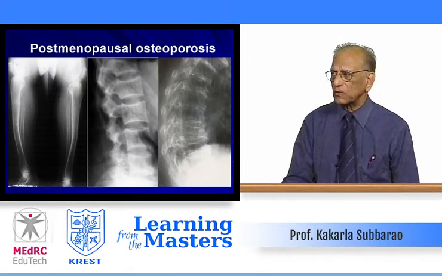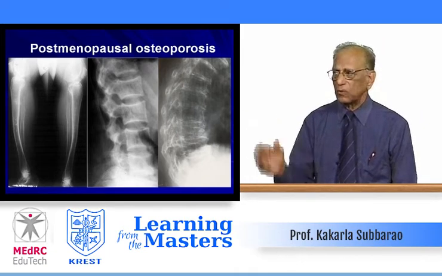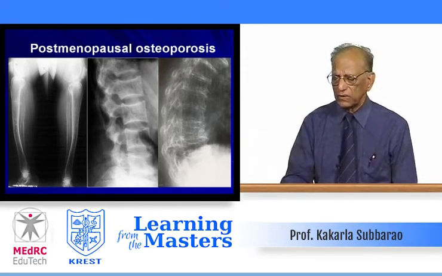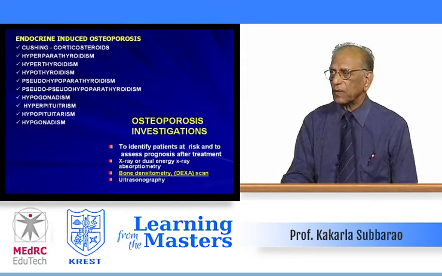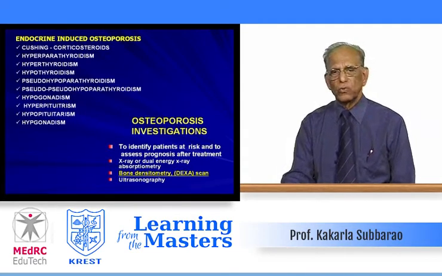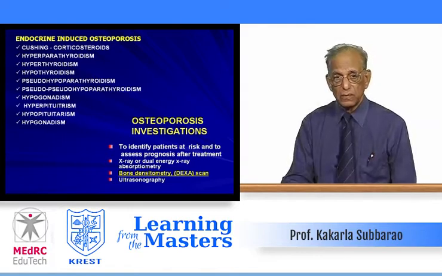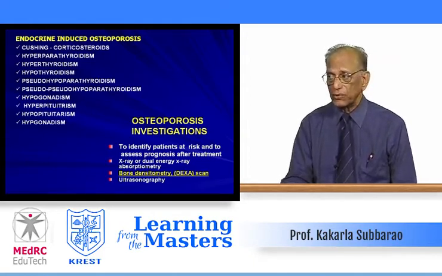Postmenopausal osteoporosis, if I again repeat: osteopenia, trabecular bone resorption, cortical thickening, sclerotic line, deformities in the peripheral bones. Endocrine-induced osteoporosis: Cushing's, corticosteroids, hyperthyroidism, hypothyroidism, pseudo-hypoparathyroidism, pseudo-pseudo-hypoparathyroidism, hypogonadism, both ovaries or testes, hyperpituitarism, hypopituitarism, and we repeat hypogonadism.